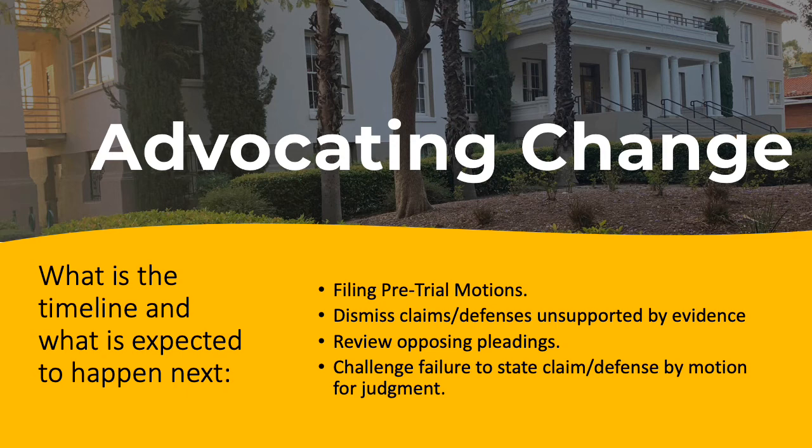Review opposing pleadings. Challenge failure to state a claim and defense by motion for judgment on the pleadings before trial. Remember time limits. Summary judgment and summary adjudication motions must be served at least 105 days before trial. The court date for the hearing is 30 days before trial.